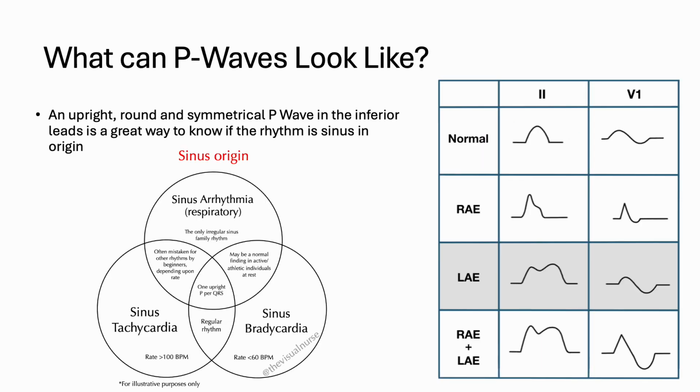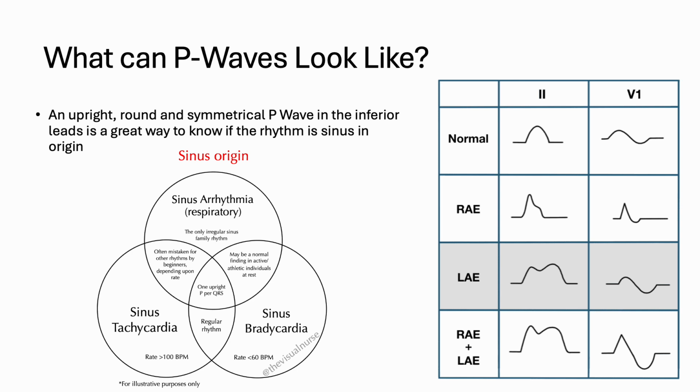So what can P waves look like? As we know, an upright, round P wave preceding every QRS complex in the inferior leads, especially lead 2, is indicative of a sinus rhythm. Do you remember why lead 2 is a great lead to examine P wave morphology? This is because it follows the natural path of depolarization. The other lead that is important in assessing P wave morphology is V1. V1 is sitting on the right side of the chest wall in line between the SA and AV nodes. A normal P wave morphology can be equally biphasic, upright, or negative depending on adequate lead placement.